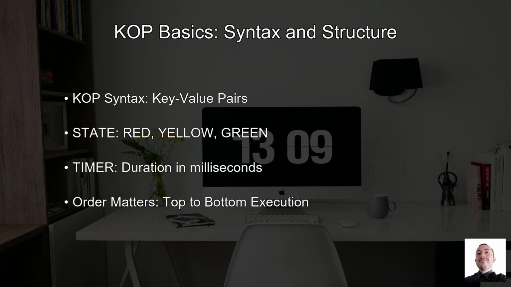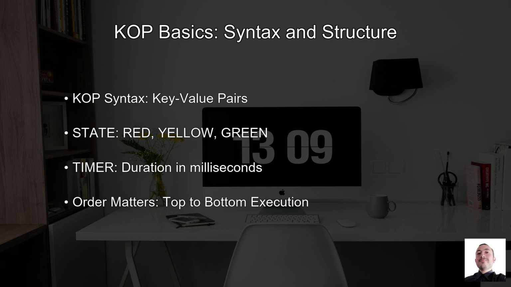Understanding KOP syntax and structure is crucial for efficient traffic light control. KOP, or Key-Oriented Programming, uses a key-value pair approach to define operations. Each key represents a specific function or parameter, while the value sets its configuration. For instance, the state key might define the current state of the traffic light, with values like red, yellow, or green. The timer key could set the duration each state remains active.